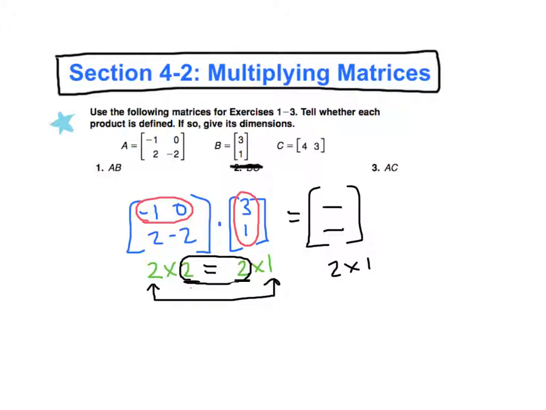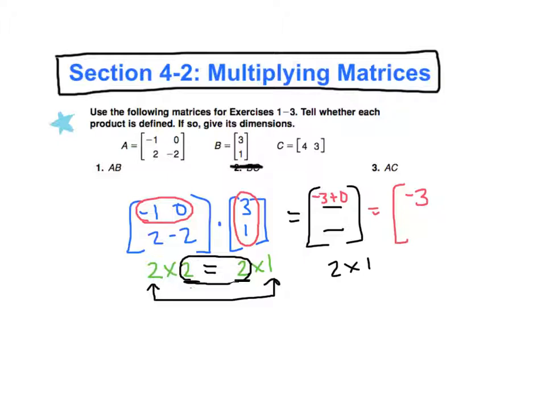So you're going to take -1 times 3, which is a -3, plus 0 times 1, which is 0. That's going to give us a final answer of -3.